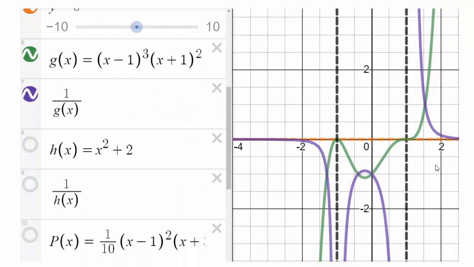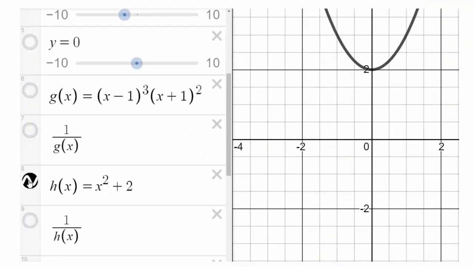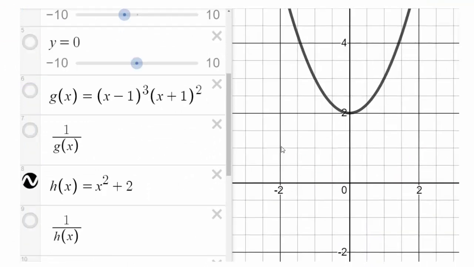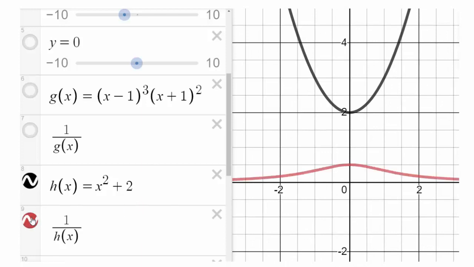So reciprocal functions. All right, let's take a look at x squared plus 2. Here's the graph of x squared plus 2, and here's the graph of its reciprocal function. And again, you can see y equals 0 is your asymptote. Here we have no vertical asymptotes because the graph is never 0 in the denominator. All right, now some of the other functions that you were playing with. Let's take a look at that.